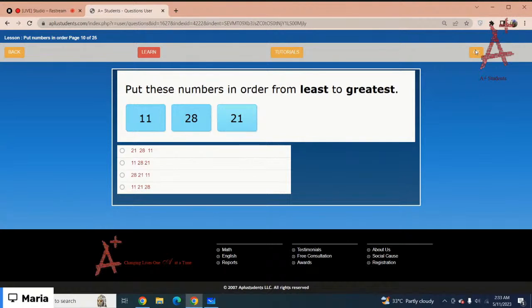Put these numbers in order from least to greatest. 11, 28, 21, which is the correct option? Yes, it would be 11, 21, and 28. Got it?